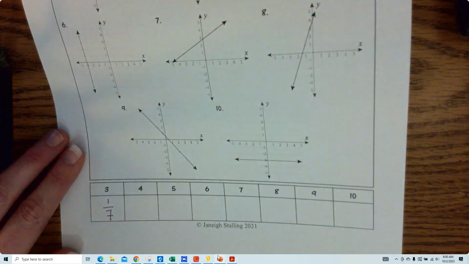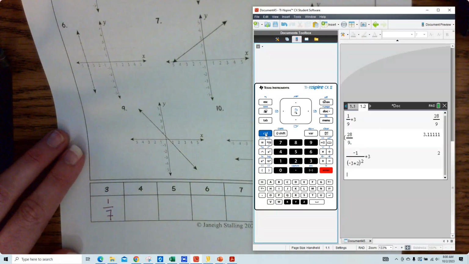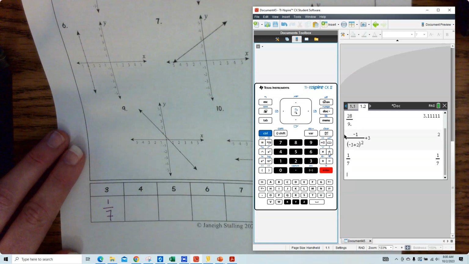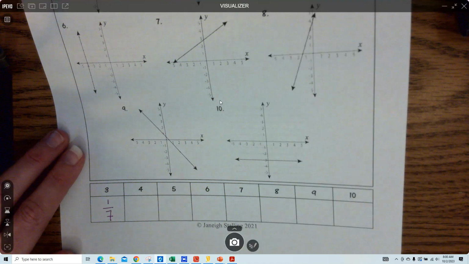Always check your fractions, especially with slope. Your calculator will check every fraction for you. All you have to do is type the fraction in and hit enter. If it doesn't simplify, it's in simplest form. If it changes, that's the answer you should be writing.